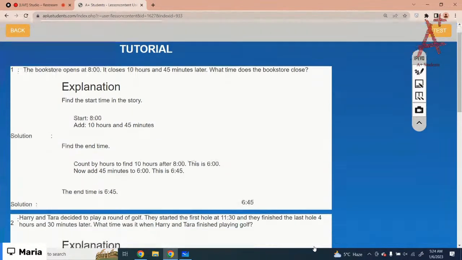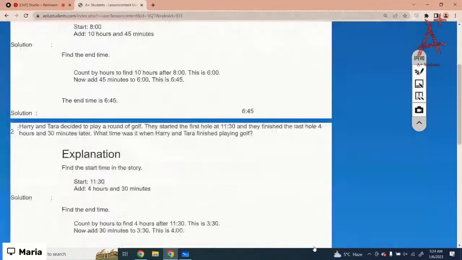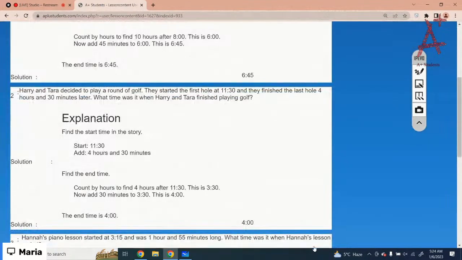Okay. The next one is Harry and Tara decided to play a round of golf. They started the first hole at 11:30 and they finished the last hole 4 hours and 30 minutes later. So just add 4 hours to 11. 11, 12, 1, 2, 3. Right after the 4 hours it is 3 and add 30 minutes. So 30 and 30. You already have 30 minutes in 11. So it would be then 11, 12, 1, 2, 3. That means it ends at 4.